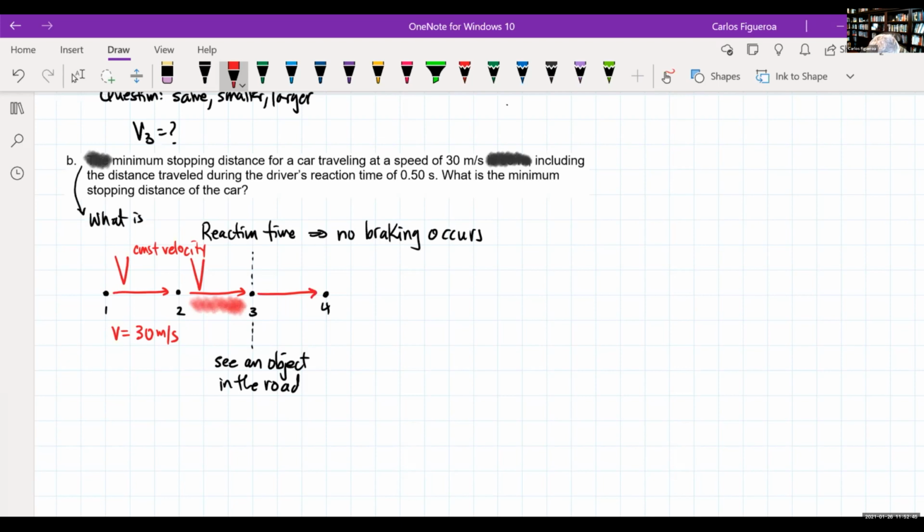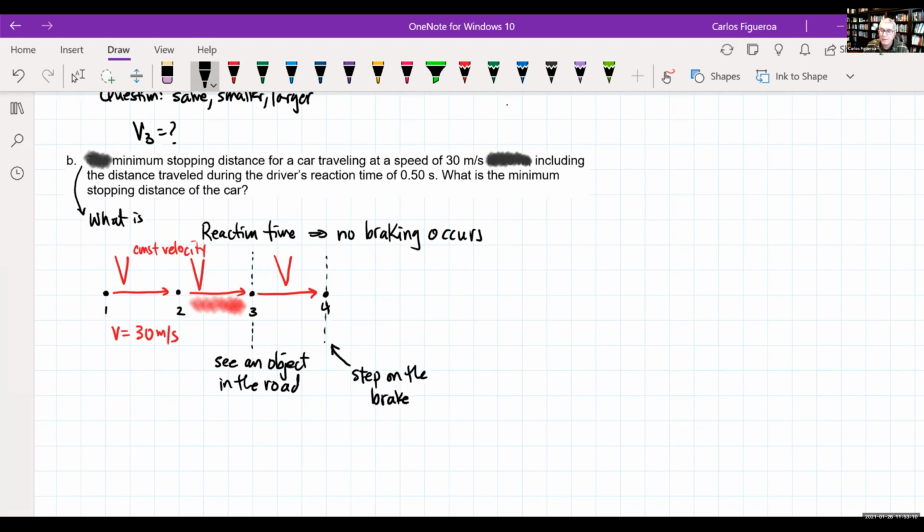So that means as I start to react, it's going to take me a certain amount of time to actually hit the brake. Okay, so here I go. At this point, we're going to say that this line is where you now step on the brake.